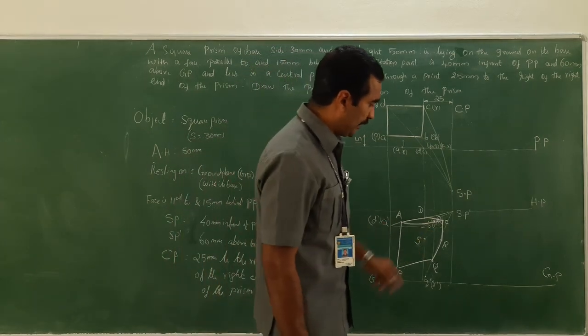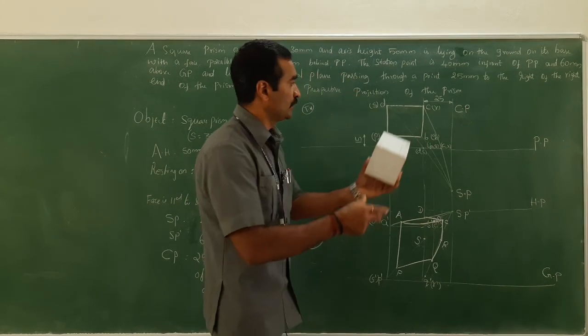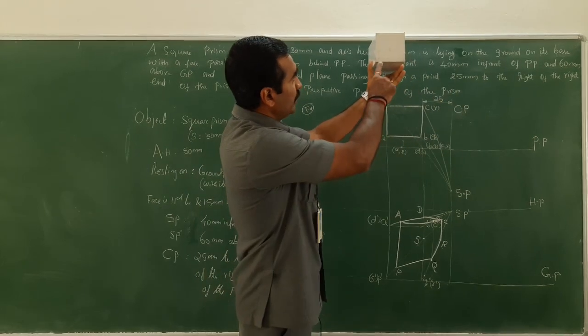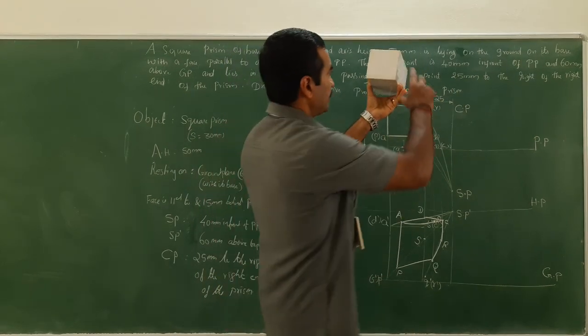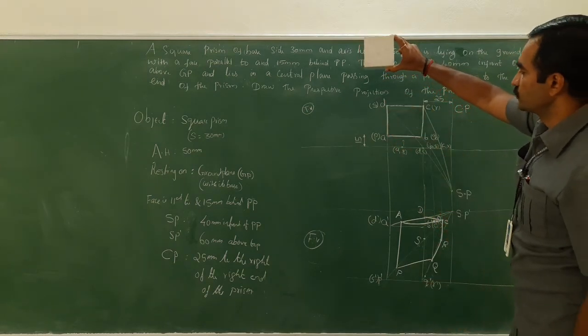Next, BQ, that line is visible. Let me just explain in this manner. So now the object is in this position. Look at here. I am looking at the right side of the object in this position, right? So the object is placed in this manner.